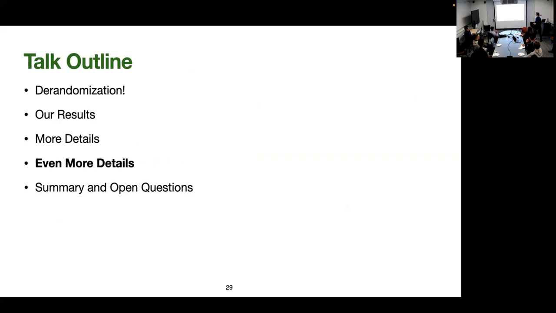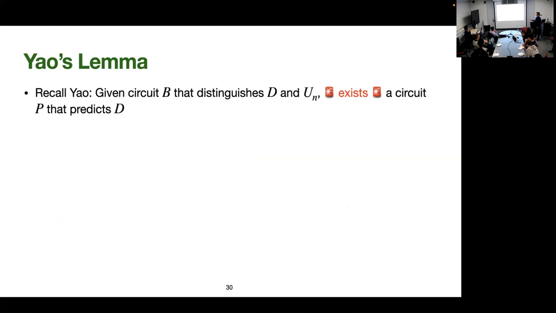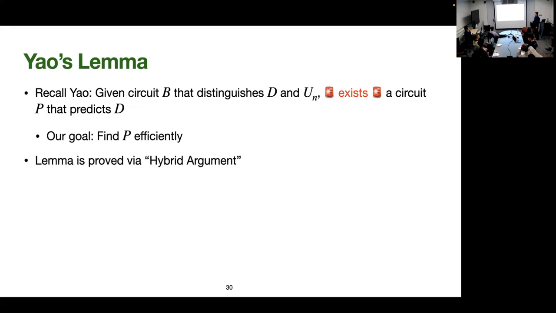42. Okay, so I'll be able to go into the details of one of these things. It turns out that this proof that we can turn a distinguisher into a predictor is really simple and really nice. There were more complicated proofs of this before, but I think this is a nice version of it. Recall that we know from Yao that given a circuit that distinguishes between this bad distribution and the uniform distribution, there exists a circuit that predicts the bad distribution with some advantage. And we want to find that predictor. So we want to get our hands on it.